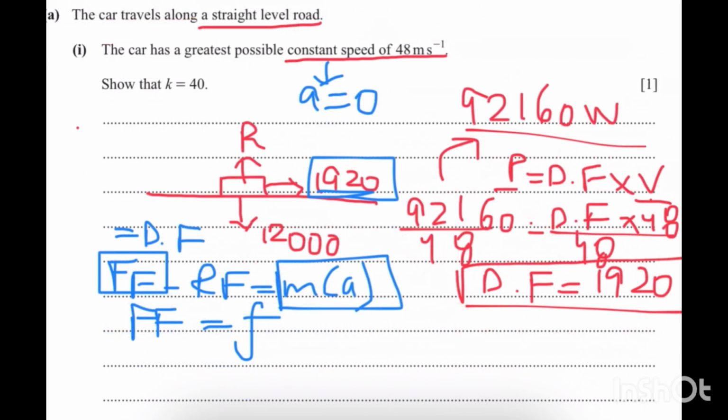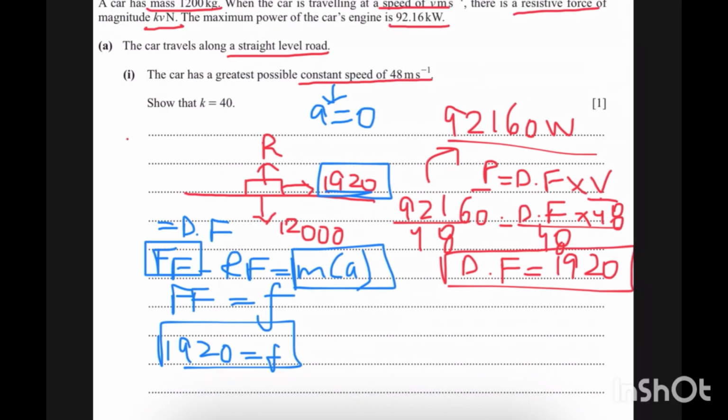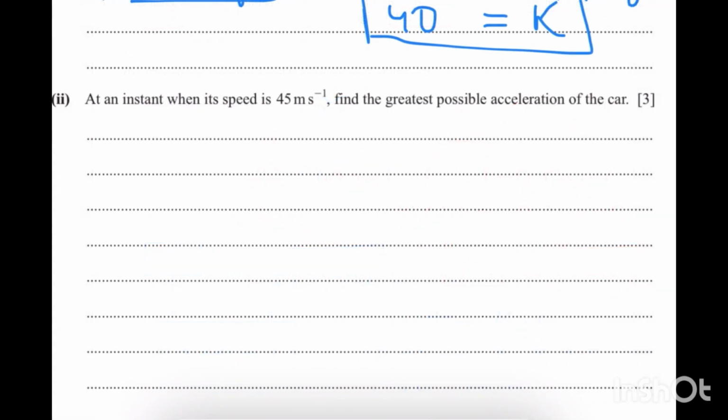So that means that the driving force 1920 is equal to the friction. The formula for the resistive force is equal to k, which is an arbitrary constant, times v, which is the velocity at which the car is operating. So 1920, which is friction, must be equal to k times the speed, which is 48. That means k is equal to 1920 divided by 48, which is equal to 40.